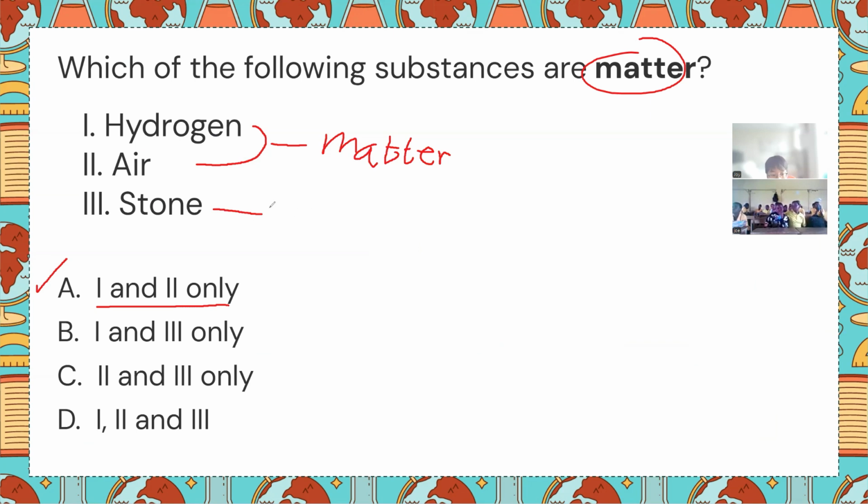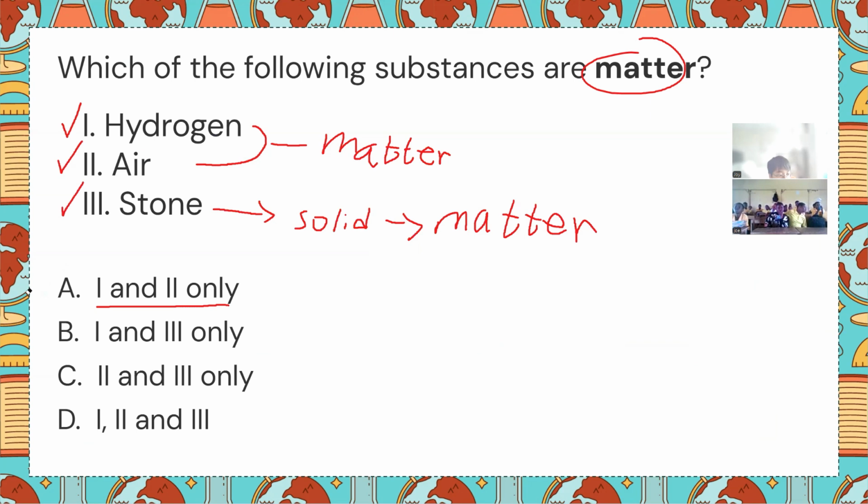So stone is a solid, so it is matter. So yes, hydrogen is matter, air is matter, and stone is matter. So the correct answer for this is D, 1, 2, and 3, because all of these are matter.